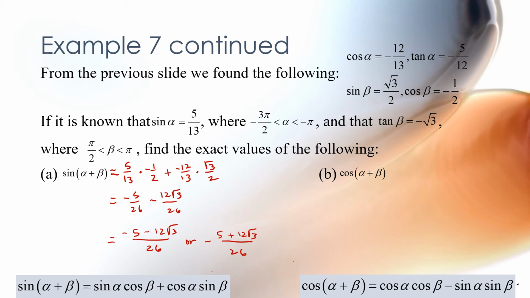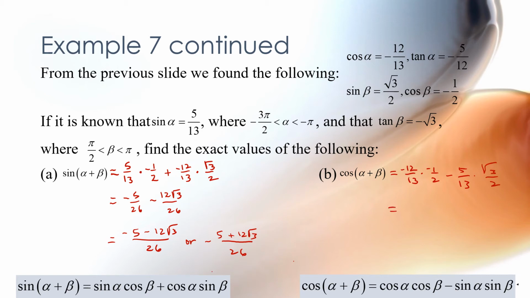For part B, cosine of alpha plus beta, let's keep going. If I look down at the bottom, I see that the cosine of alpha plus beta is equal to the cosine of alpha, which is negative 12 over 13, times the cosine of beta, which is negative 1/2, minus the sine of alpha, and sine of alpha, remember, was given to us as 5 over 13, multiplied by the sine of beta, which I found as the square root of 3 over 2.